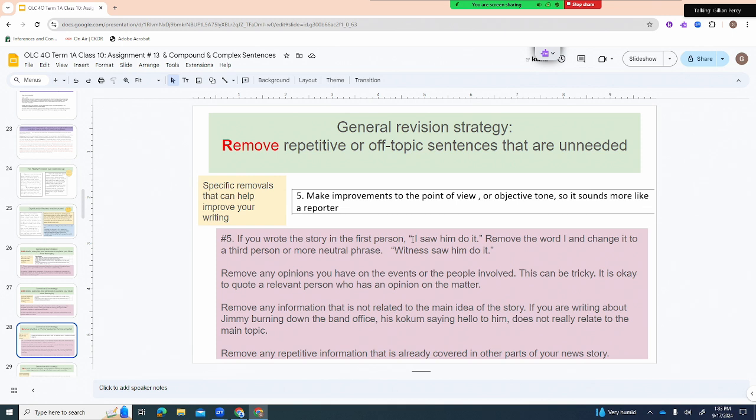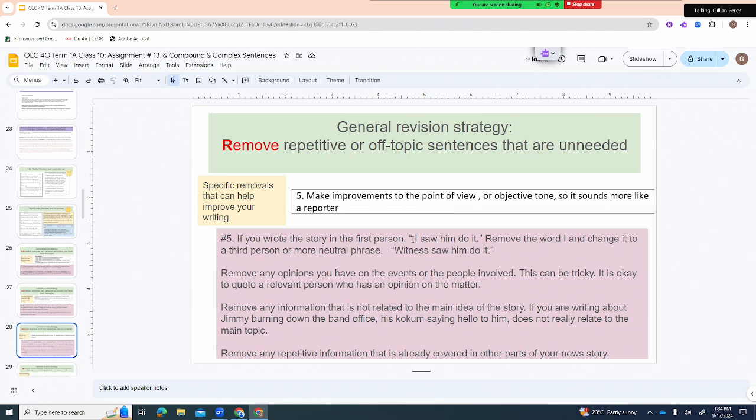Remove the word I and change it to a third person or a more neutral phrase, like the witness saw him do it or a witness saw him do it. Sometimes people even say this reporter saw it. It's just considered a more appropriate tone, okay? Remove any opinions you have of the events or the people. You don't want to say things like this terrible event or this horrible person. That's putting your opinion into the article, and we're not supposed to do that when we're doing journalistic writing, okay?